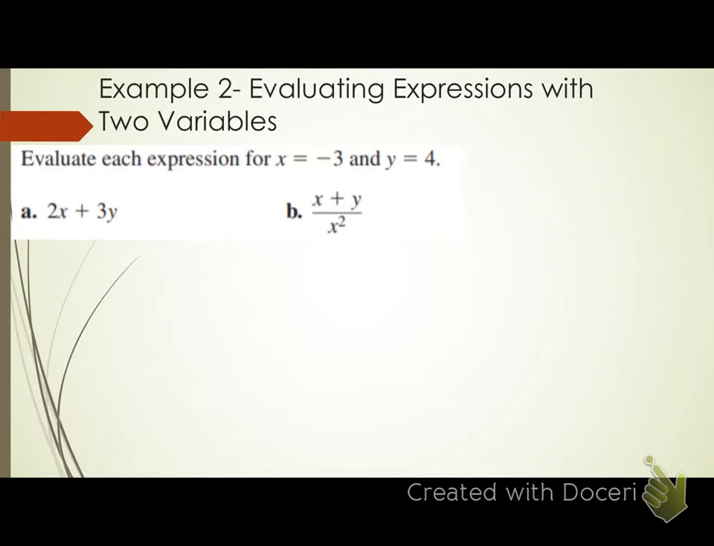All right, now we've got 2 variables. In the previous 2 examples, we only had 1 variable, and we just replaced that 1 variable with our given value. Here we've got 2 variables. Evaluate the expression for x equals negative 3, y equals 4. So how do I do letter A? What's the first thing I need to do? Plug in the variable. Which number for which variable? Negative 3 for x, and 4 for y. Anywhere I see an x in my expression, replace it with negative 3. Anywhere I see a y, replace it with 4.